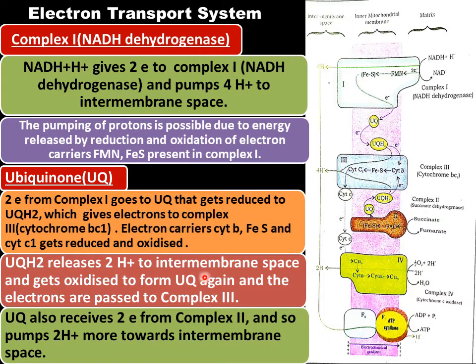The ubiquinone also receives 2 electrons from complex 2. The electrons from complex 2 also will be received by ubiquinone and 2 more protons will be pumped towards the intermembrane space.